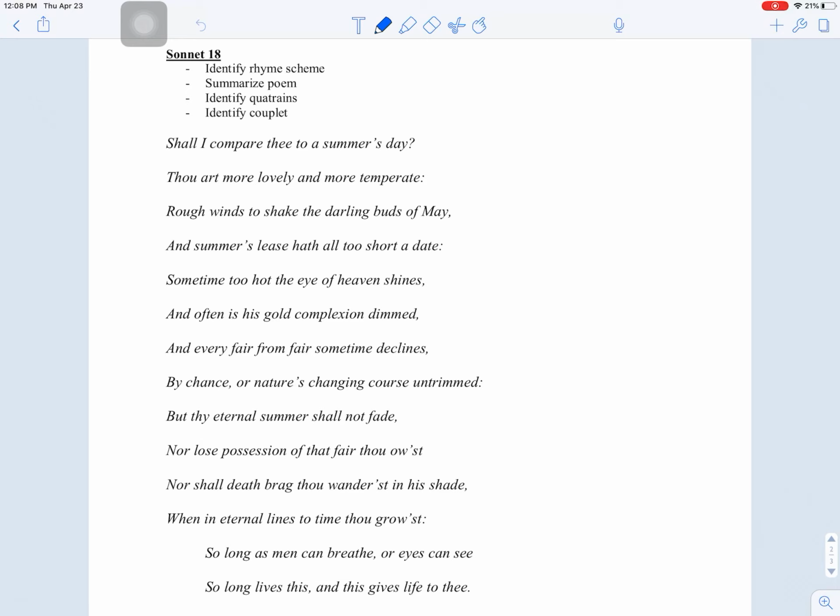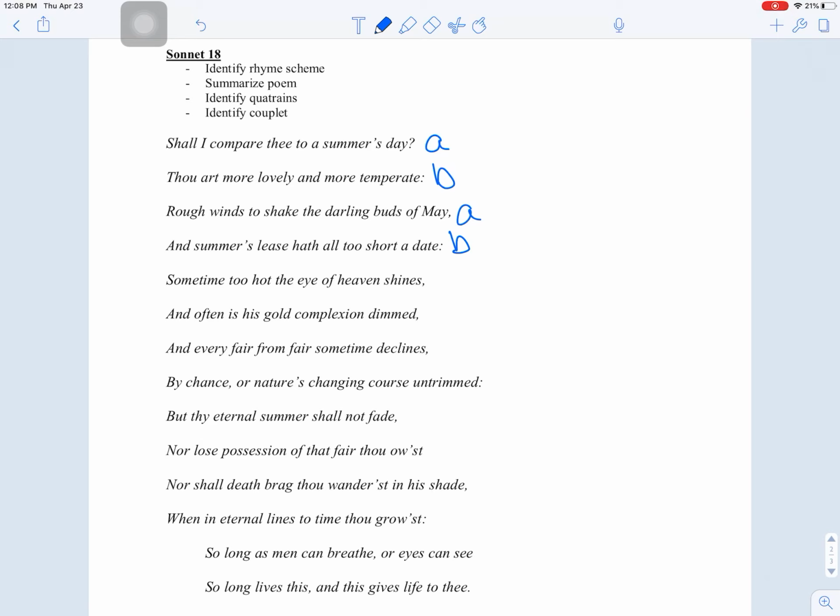So our first line ends with the word day, so we give it a letter A. Our next word is temperate. Temperate and day do not rhyme, so temperate gets a new letter. But then we have May. Because May and day rhyme, it gets a letter A. And then we have date. Temperate, date, it rhymes, so it gets a B.